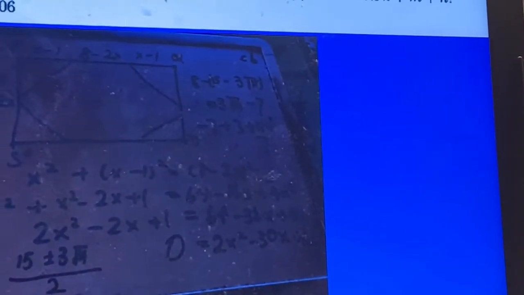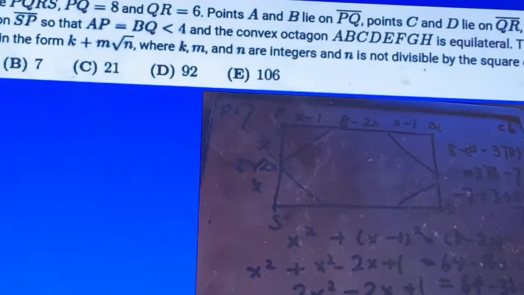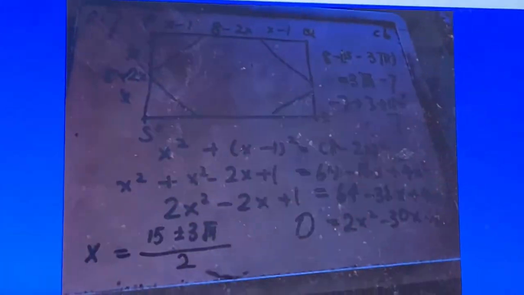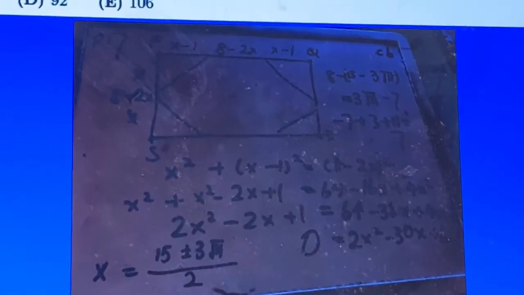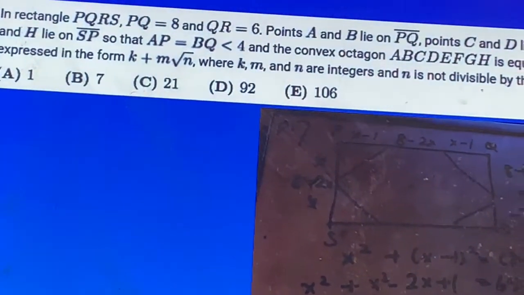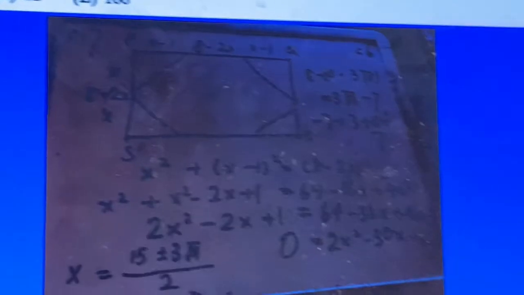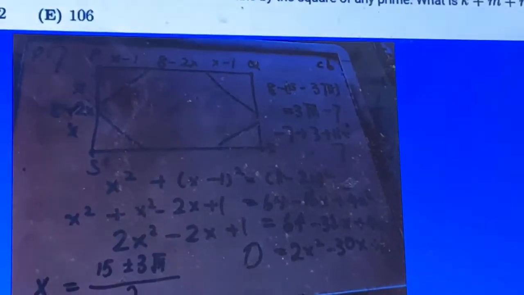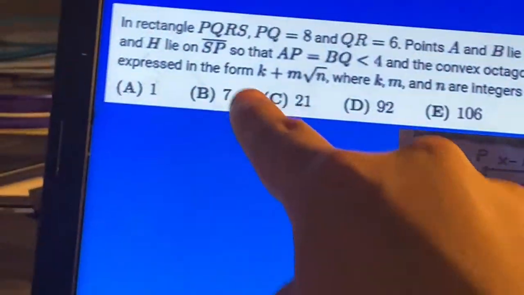Why is it not 21? Because it should be like 3 plus 11 plus negative 7. Since it is asking us the sum of k, m and n, it is going to be 7 ultimately.